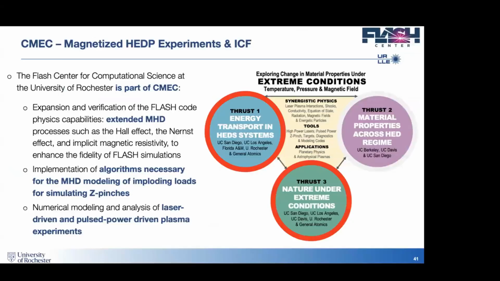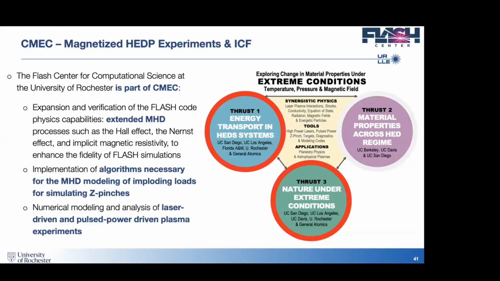Okay, so this covers the first part. So lots of astrophysics, right? You can still do a lot of astrophysics in the laboratory environment using these high power lasers. But what about pulse power? The Flash Center is part of the Center for Matter Under Extreme Conditions. This is a center of excellence funded by the National Nuclear Security Administration that studies essentially magnetized HED in extremes.